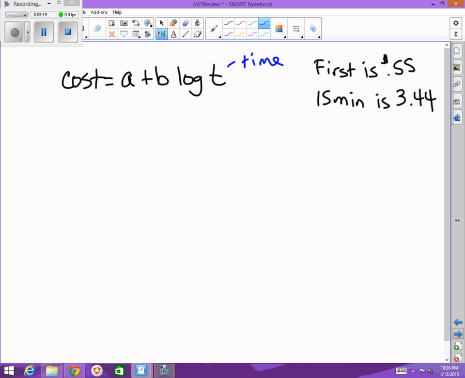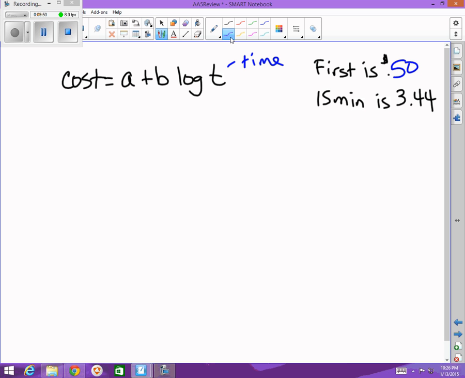in minutes. When calling long distance, the cost for the first minute is 50 cents. Oh, got that wrong. It's 50 cents. And for 15 minutes, it's $3.44. Find the A value in the equation, find the B value in the equation. And so the first thing you want to do is write a couple of equations. You already know that the first minute is 50 cents.